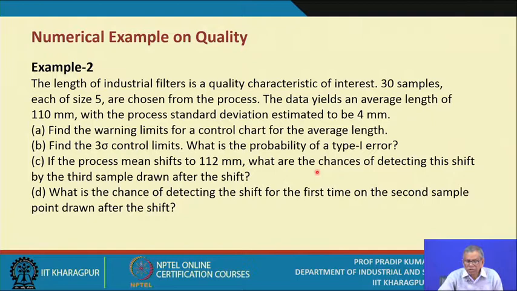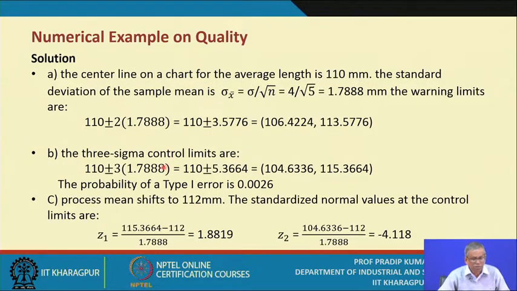So what we are going to calculate is the probability that this shift may be detected by the third sample drawn after the shift. Then the last question is, what is the chance of detecting the shift for the first time on the second sample point drawn after the shift? So this is another case. How do you get the solution? We follow these steps. The center line on a chart for the average length is 110 millimeters. Already this value is given.